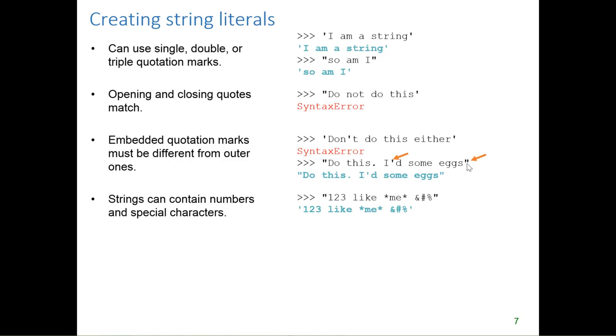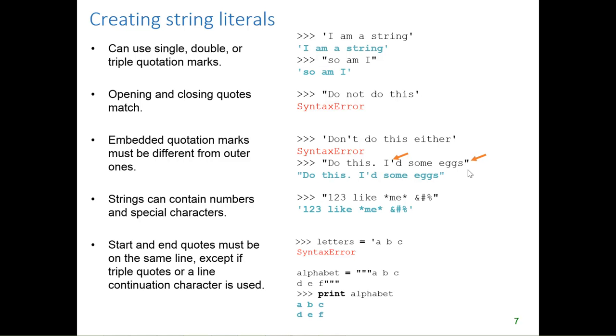So if you're using a single quote like "I'd" in here, you have to use double quotes on the outside. Strings can contain numbers with special characters, although we'll see later that some character combinations have special meaning within a string. Start and end quotes have to be on the same line, except if you use triple quotes or a line continuation character. And we'll talk about line continuation characters in a moment. If you use triple quotes, you can continue typing the string on the next line. If you say quote ABC and hit the return key, you will get a syntax error.